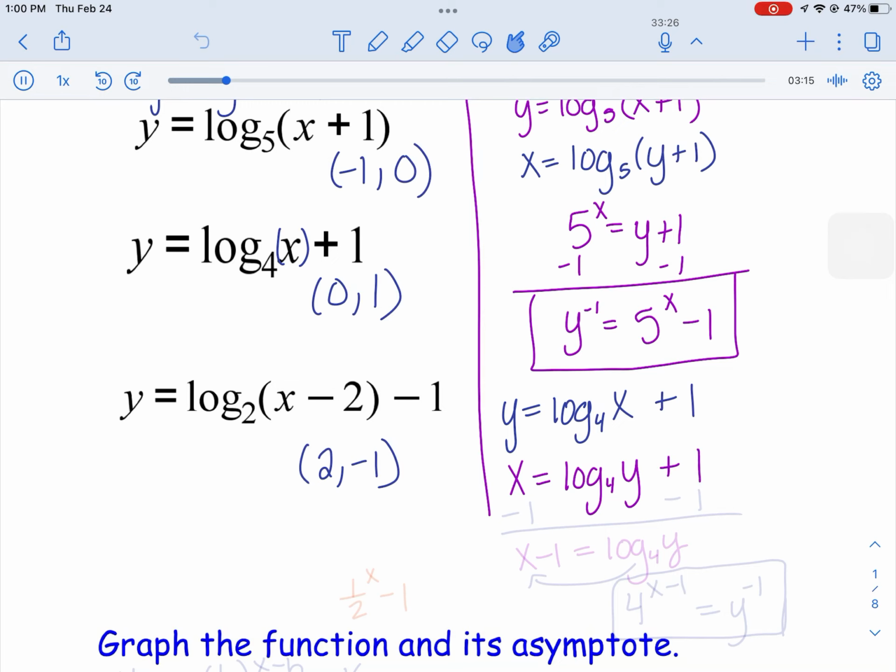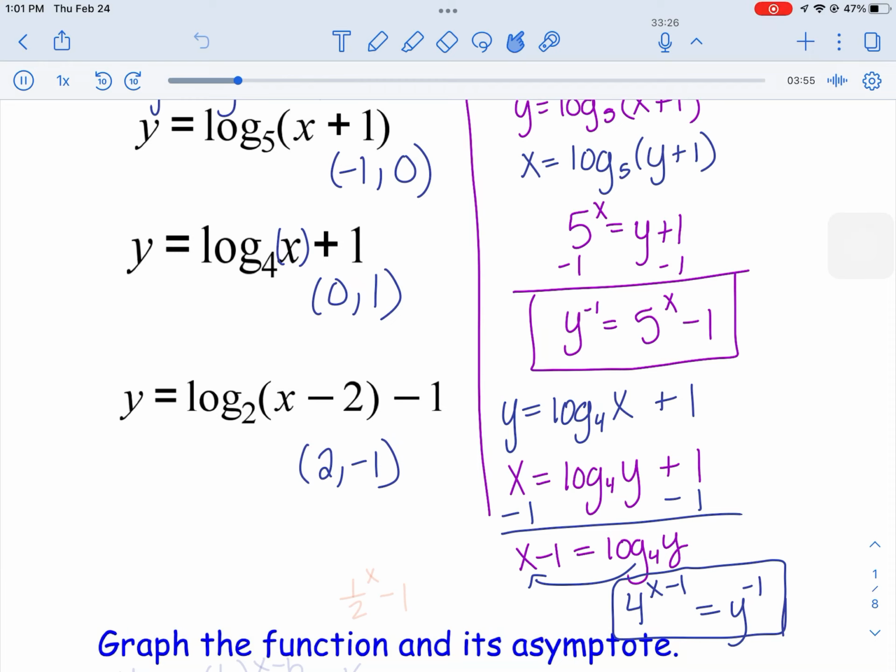But then before you can rewrite it in exponential form, you need to make sure the log is by itself. And this time the log is not by itself because it has a plus 1 at the end. That plus 1 is not with the y. So I have to do the minus 1 first. So we get x minus 1 equals log base 4 of y. Then I can rewrite it in exponential form. So then it's base 4 to the x minus 1 power equals y, or that's my inverse, my y inverse.